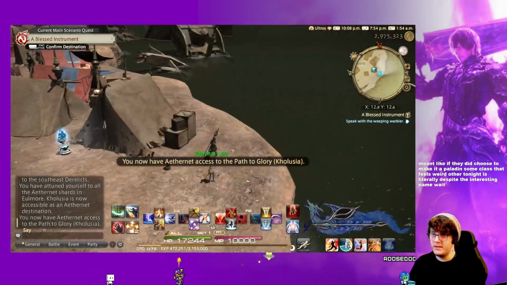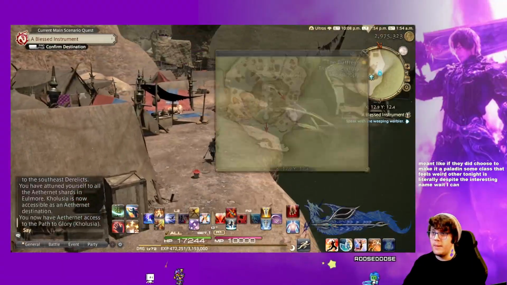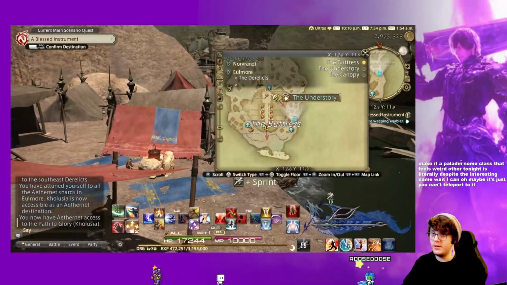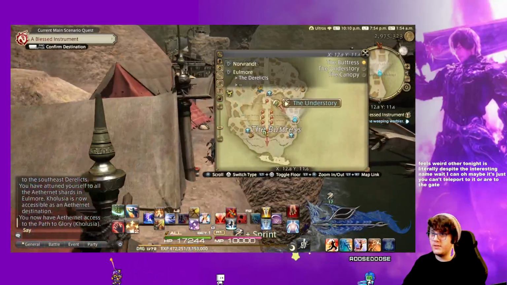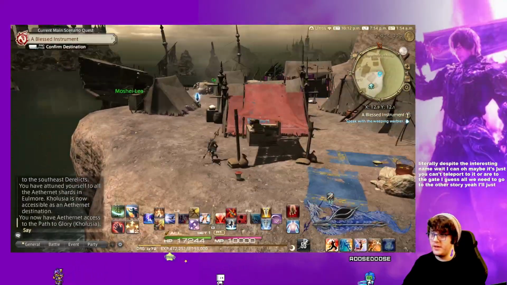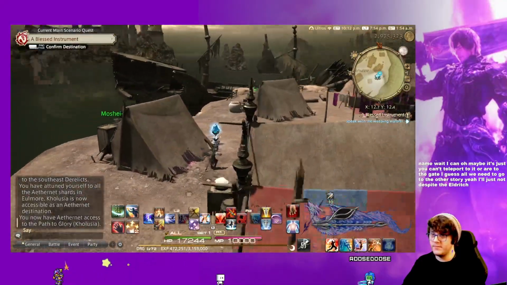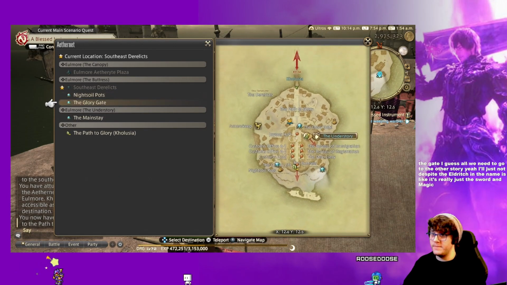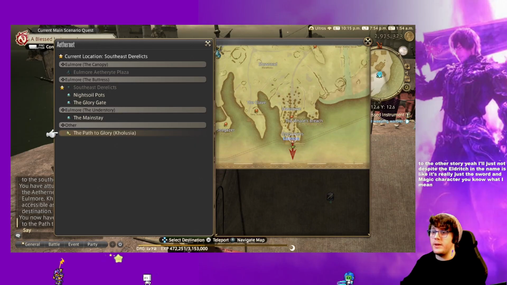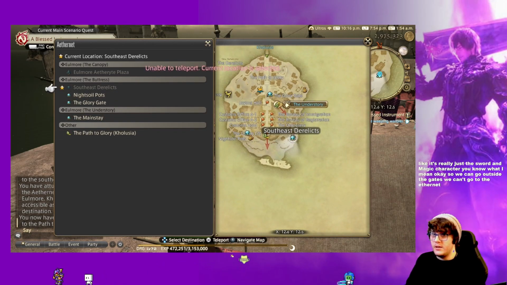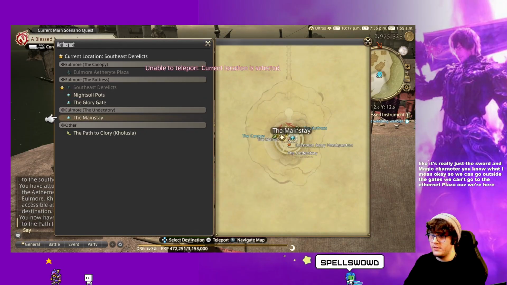Wait, I can? Oh, maybe it's just you can't teleport to it. Or to the gate, I guess. Oh, we need to go to the understory. Yeah. No, Eldritch Knight, despite the Eldritch in the name, is really just the sword and magic character, you know what I mean? Okay, so we can go outside the gates. We can't go to the Aetheryte Plaza. We're here. Yeah, spell sword.